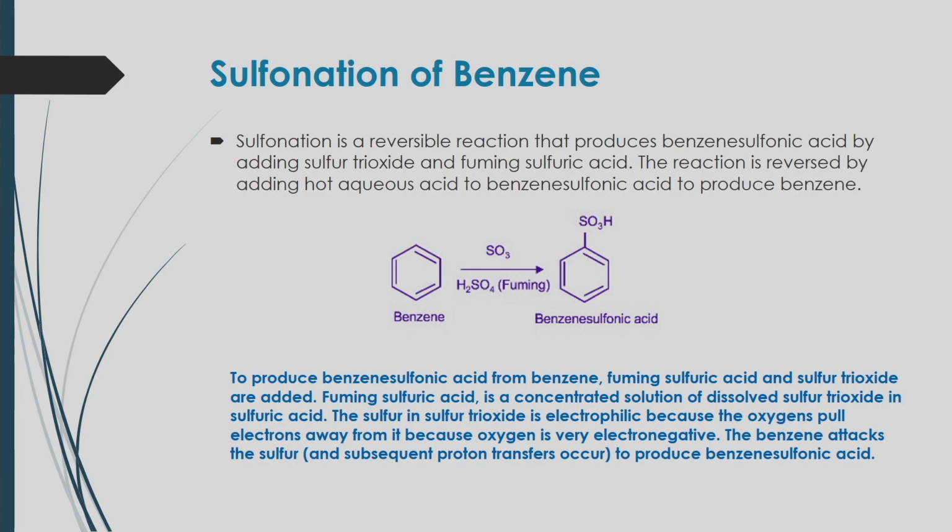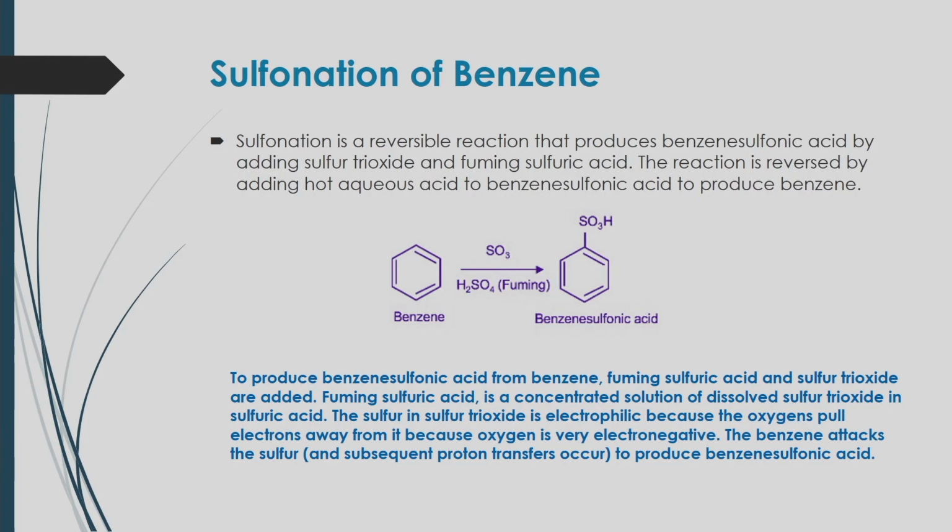This is a reversible reaction that produces benzene sulfonic acid by adding sulfur trioxide and fuming sulfuric acid. The reaction is reversed by adding hot aqueous acids to benzene sulfonic acid to produce benzene. Now, to produce benzene sulfonic acid from benzene, fuming sulfuric acid and sulfur trioxide are added. Fuming sulfuric acid is a concentrated solution of dissolved sulfur trioxide in sulfuric acid.